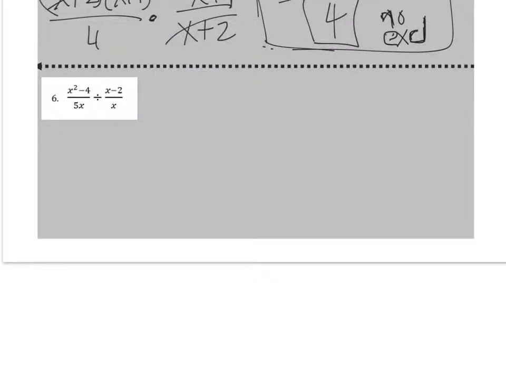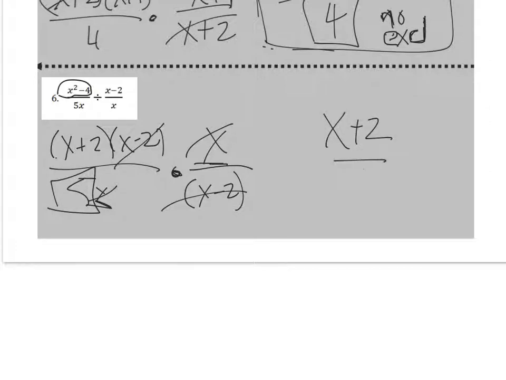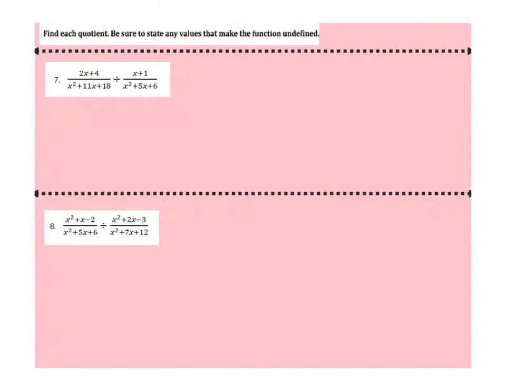For number 6, this can be factored. This is actually (x+2)(x-2) over 5x. Flip the second one, x over (x-2). So x-2 cancels out. I have just an x and I have just an x, that cancels out. The 5 still remains. So I've got (x+2) over 5. There's my answer. Again, no excluded values because it's always going to be divided by 5.